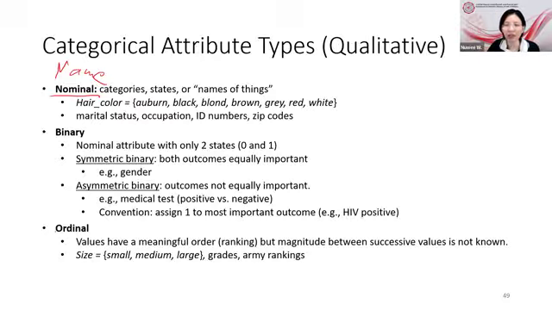Ordinal comes from the word order, right? That means the values have a meaningful order or ranking, but the magnitude is not known. For example, the size of a shirt: small, medium, large. You know that small is smaller than medium, medium is smaller than large, like this, right?